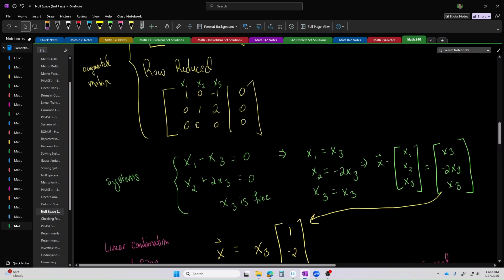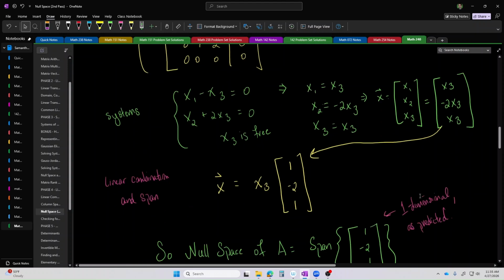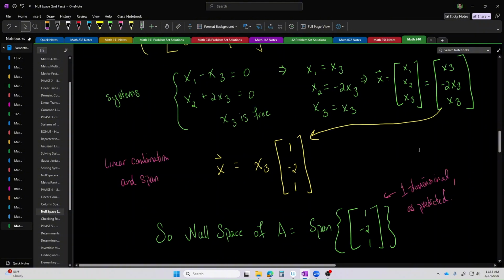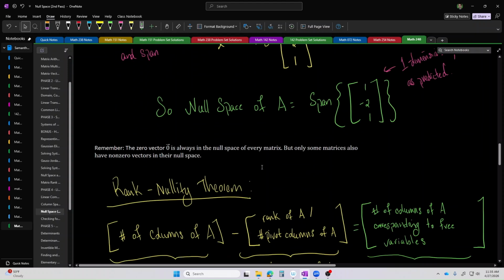If you're in a situation like that, our process is to take all the variables in the system and express all of the variables in terms of the free variables. Express everything in terms of the free variables, and then write your solution as a linear combination: free variable times vector, free variable times vector, free variable times vector. That allows you to describe the null space of A as a span of vectors.